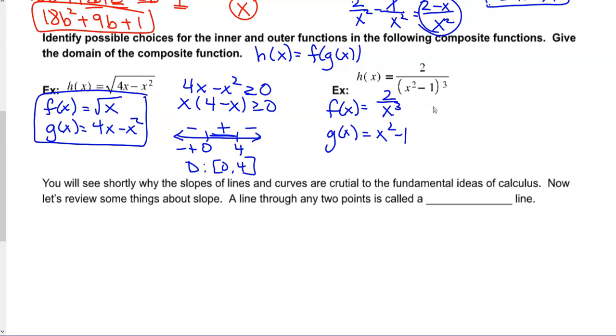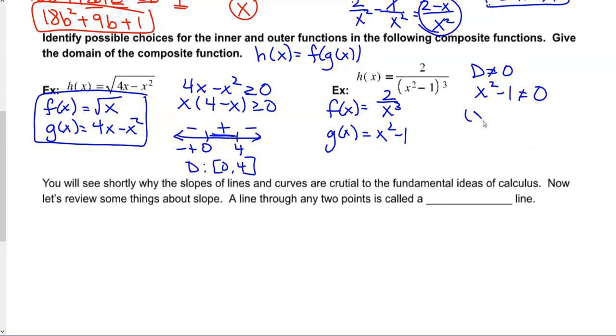Now, the last part is I need to find what the domain is of that rational function. And as you recall, the denominator cannot equal 0. So let's find out where it is equal to 0 and take them out. Or you could set it up like this. When is x squared minus 1 not equal to 0? We don't even really care about the cube. All you got to worry about is the expression.